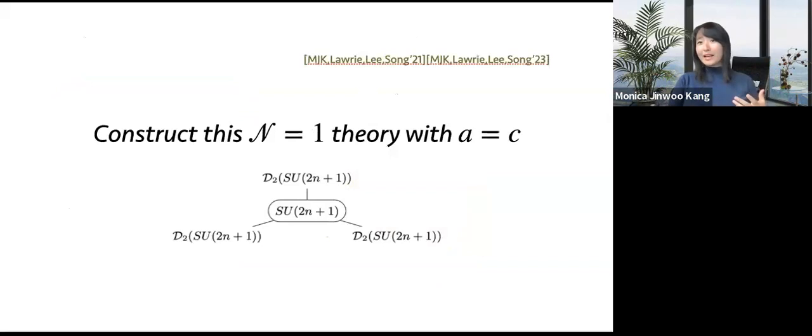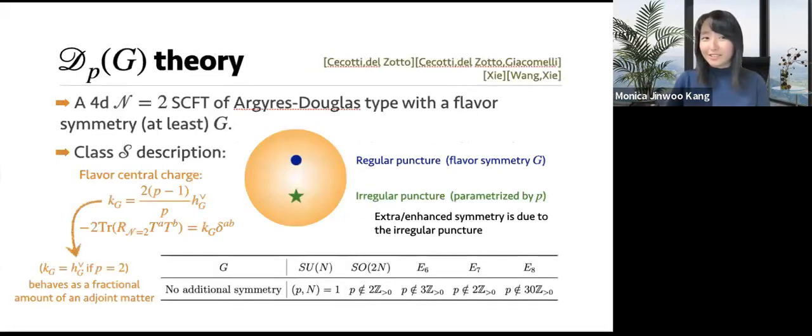So then what we really have to do is construct this N=1 theory with a equals c. And as you notice, there are two ingredients explicitly. So there will be these theories called DPG theories, and we'll be diagonally gauging them with a vector node. So first, what is a DPG theory?